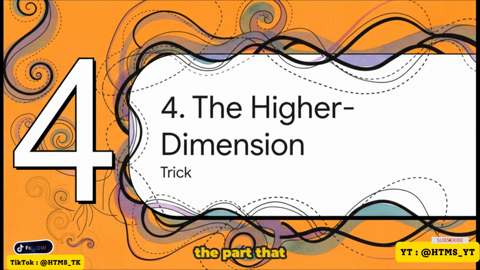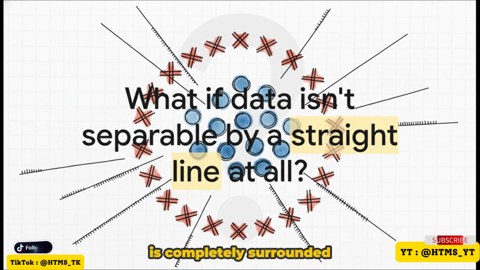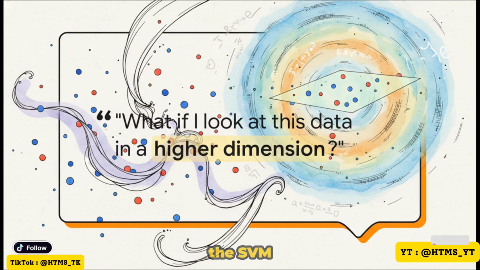Okay, now for the part that honestly feels a little bit like magic. We've been talking about drawing lines, but what happens when a straight line is just impossible? Right. What if you have data like this, where one group of circles is completely surrounded by a ring of crosses? You can try all day, but there is just no straight line in this 2D world that can separate the two. So, are we stuck? Not even close. This is the absolute genius of the SVM. It asks a brilliant question.